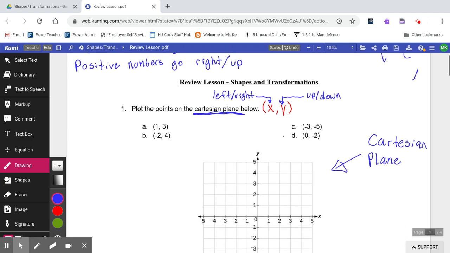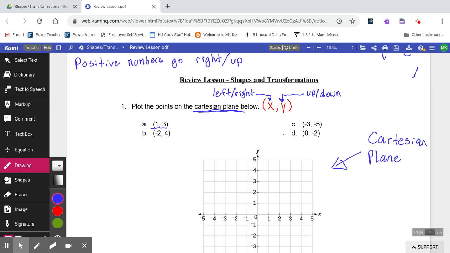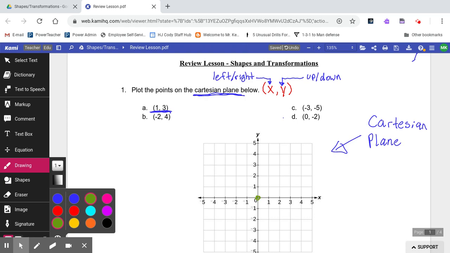So this first question says plot the points on the Cartesian plane below. We have 1, 3. For graphing, we always start right in the middle, at the center of our graph. The first number tells me if I'm going left or right. Because it's positive, I'm going 1 to the right. And then the next number tells me up or down. Because it's positive, that means 3 up. 1, 2, 3. And my first point would be right there. We call that point 1, 3.